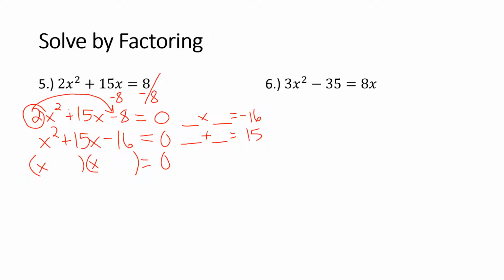That would have to be negative 1 and 16. Negative 1 times 16 is negative 16, and negative 1 plus 16 is positive 15. So we would have x minus 1 and x plus 16. Now, here's the step to remember. Since we multiplied by 2 up here, we have to remember to divide by 2 in this step.